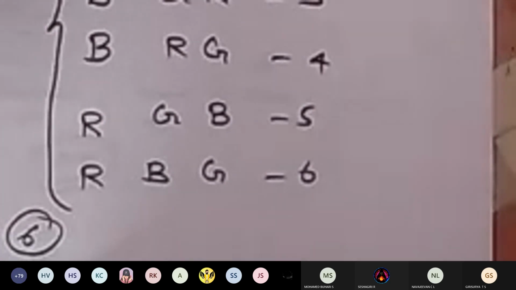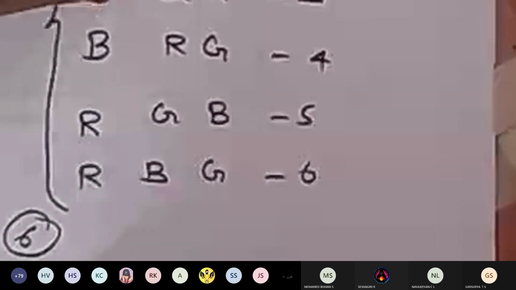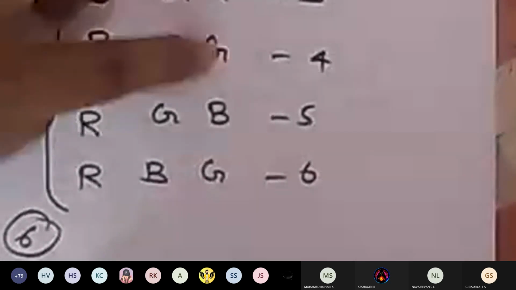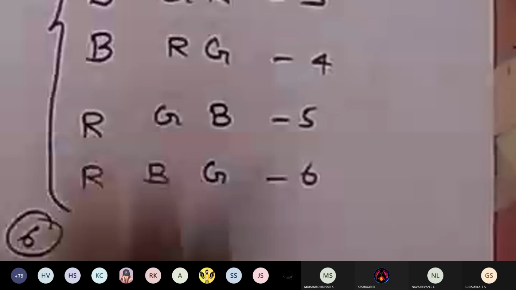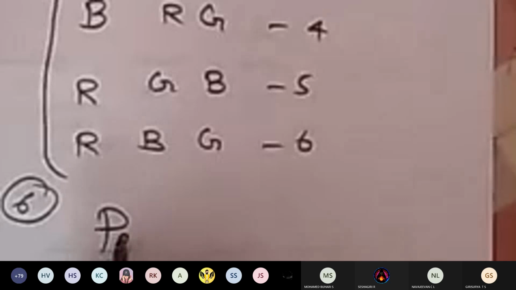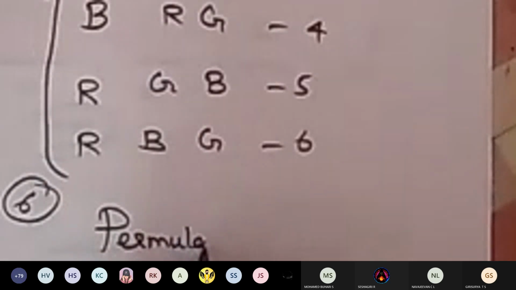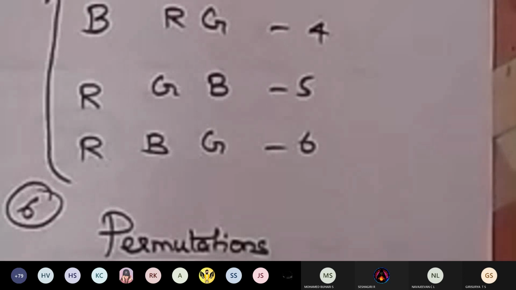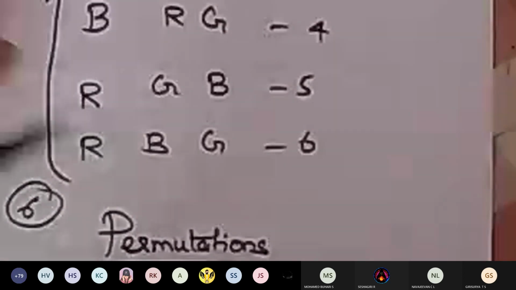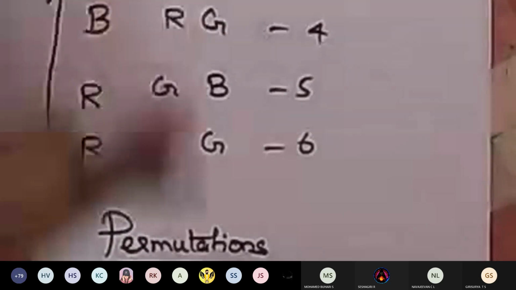So you have arranged here: green, blue, red; green, red, blue; blue, green, red; blue, red, green; red, green, blue; red, blue, green. These 6 arrangements are possible, right? The 6 arrangements are called permutations. So the number of permutations is 6, and these are all called permutations.